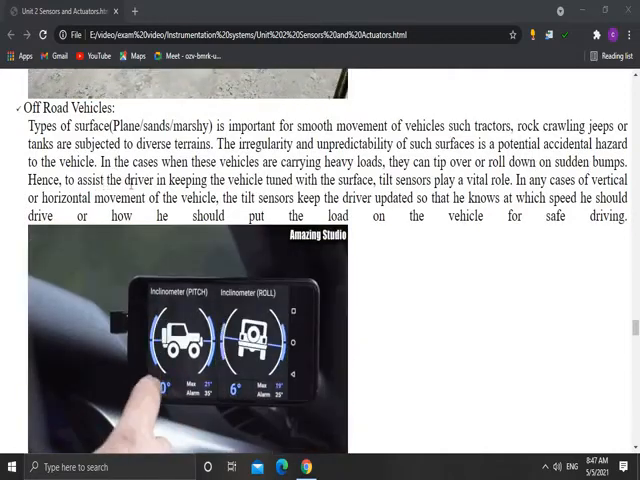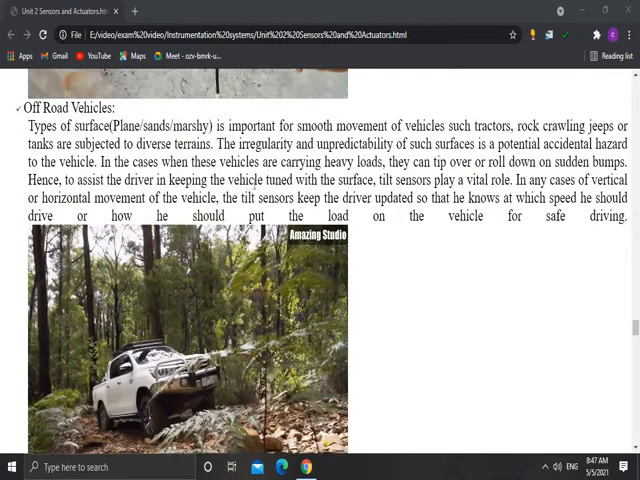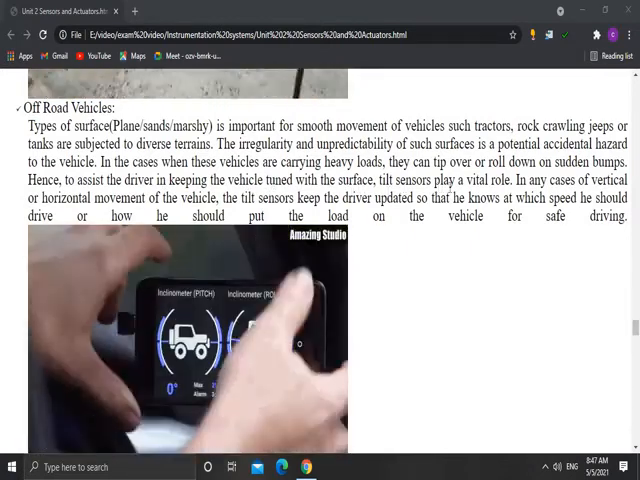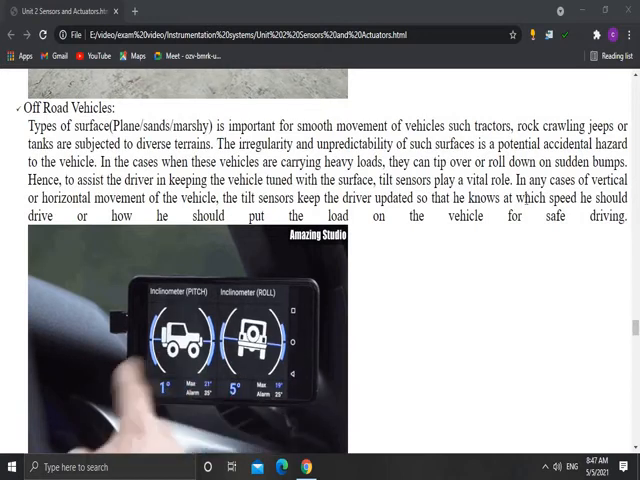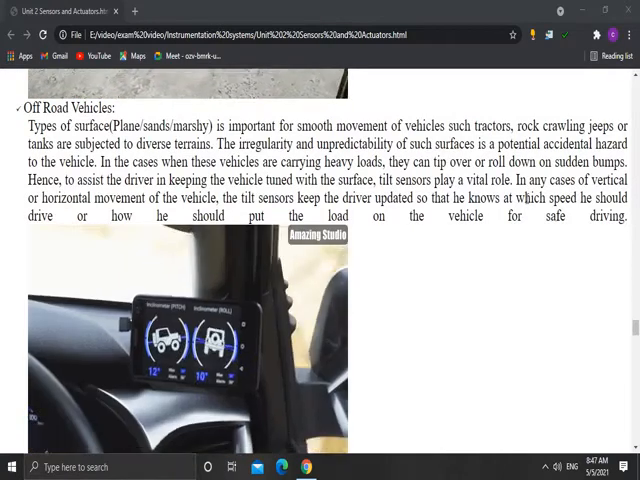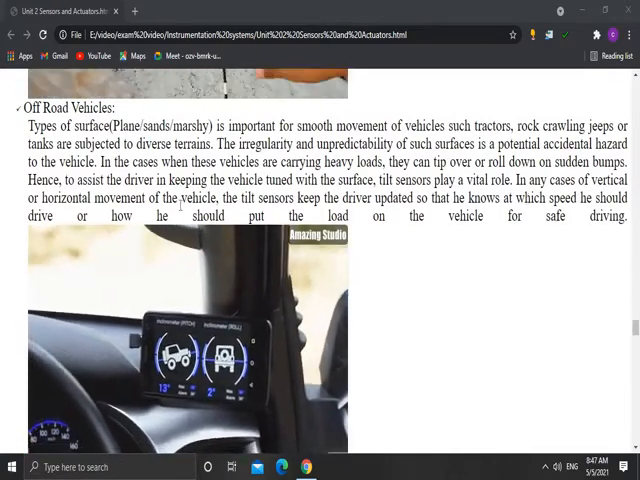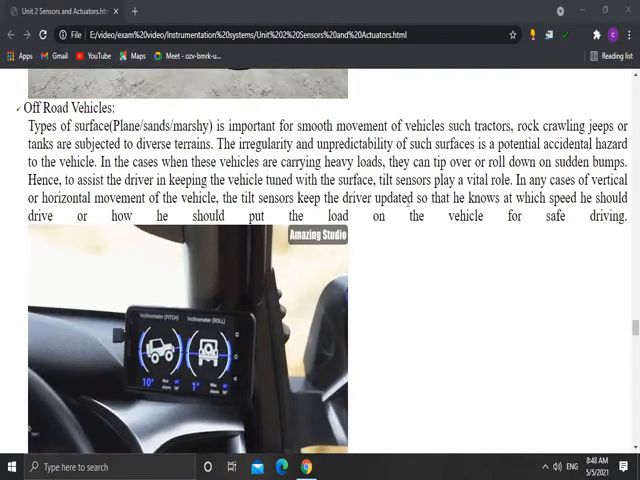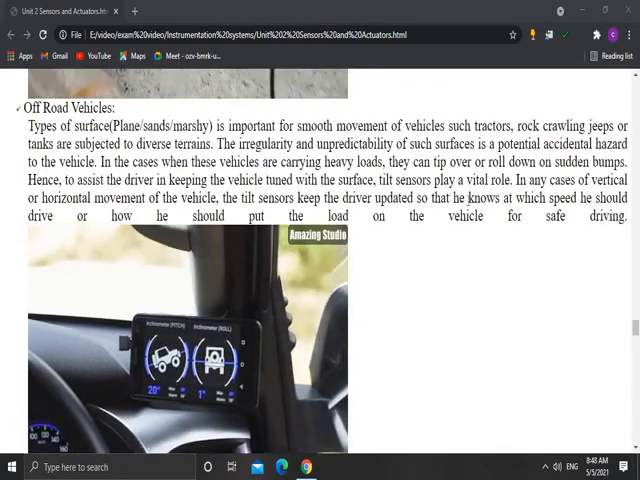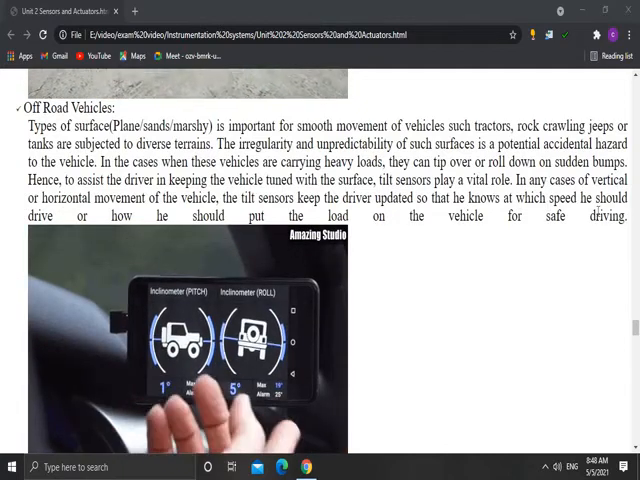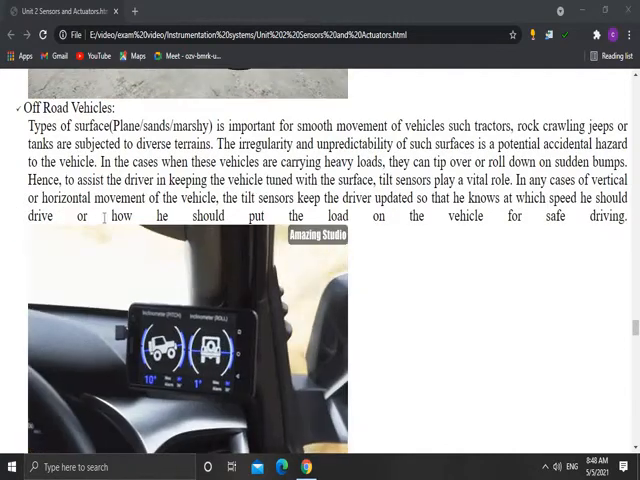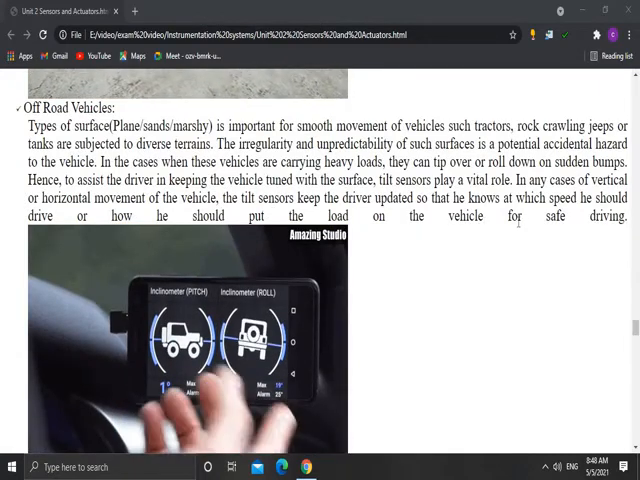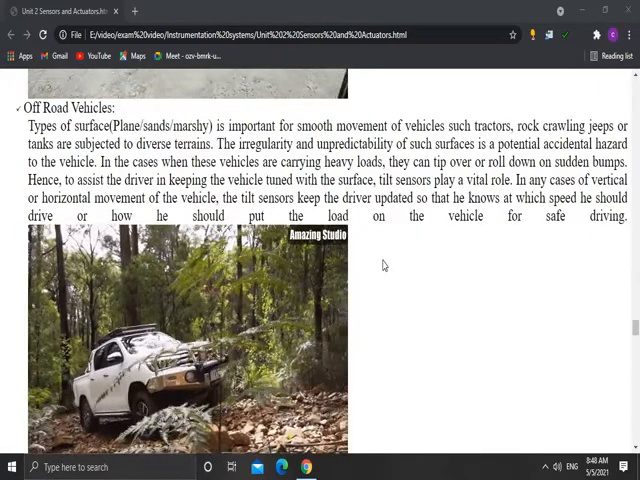Hence, to assist the driver in keeping the vehicle tuned with the surface, the tilt sensor plays a vital role in any case of vertical or horizontal movement of the vehicle. The tilt sensor keeps the driver updated so that he knows at which speed he should drive or how he should put the load on the vehicle for safe driving.